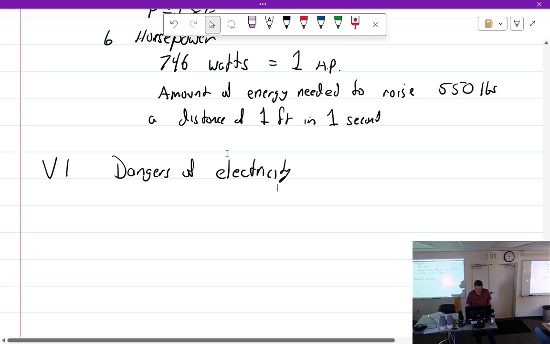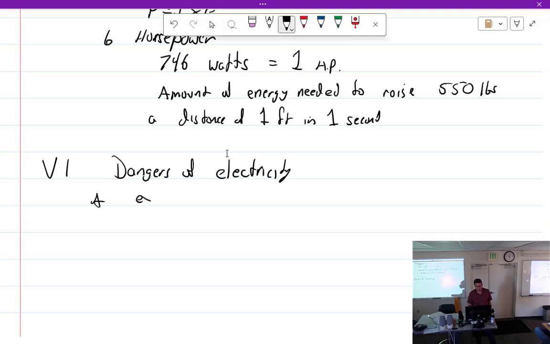And so let me see. So say that the external body has a lot of resistance.